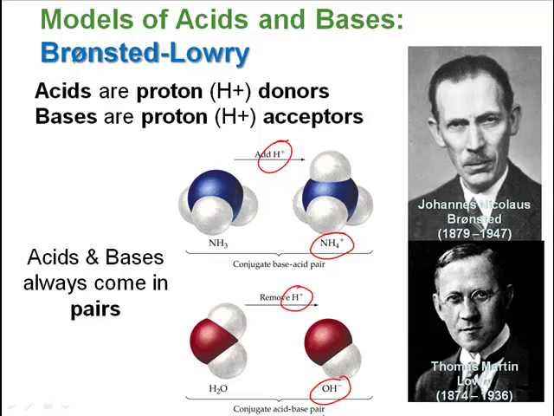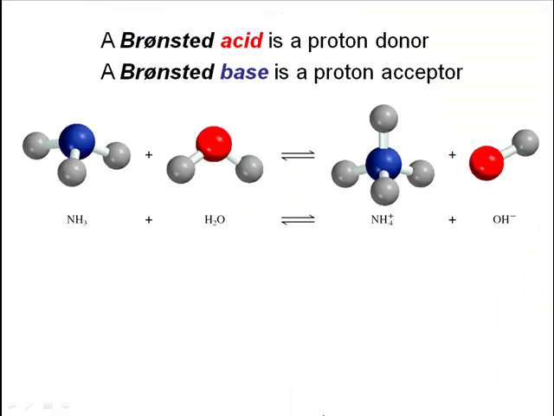Acids and bases always come in pairs. So there's always a pair that fit together. One has an extra H than the other one. That's called the Bronsted-Lowry definition. A Bronsted acid is a proton donor. So in this case, the H2O is giving a proton to the NH3, so it is the acid. The NH3 is the base. The ammonium, NH4 plus, is called an acid.